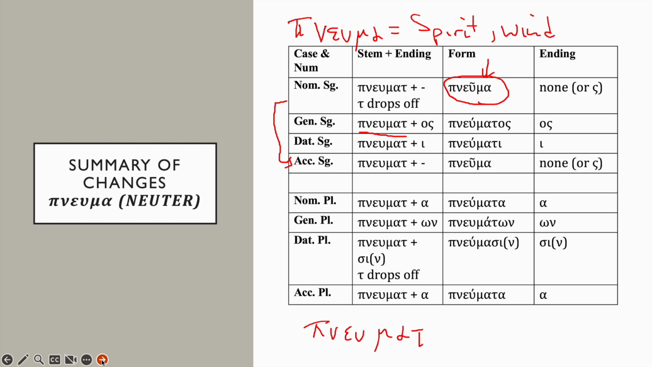Also note that like the second declension nouns, the neuter nouns, the nominative and accusative are the same, both in the singular and in the plural. That first ending is a zero ending, and the tau drops off when there's a zero ending. And when we get down to the rest of the paradigm, we see the tau and the endings, pneumatos, pneumati, and in the nominative plural, pneumata, pneumaton, and the dative plural is where we see some issues here. The tau drops off because of the sigma. Note as well, the nominative and accusative of the plural forms are the same. So that's the pattern for the neuter.